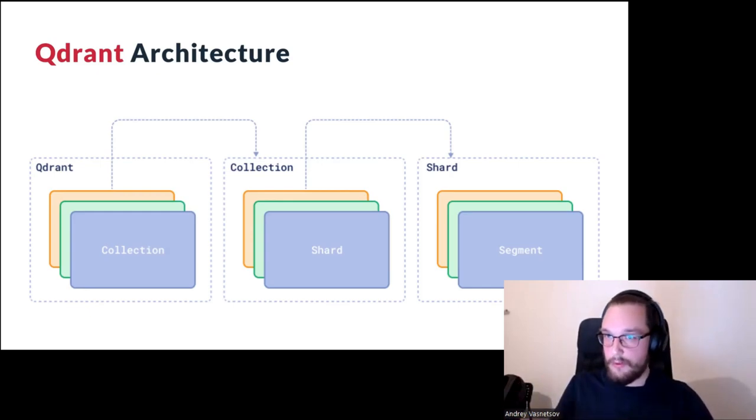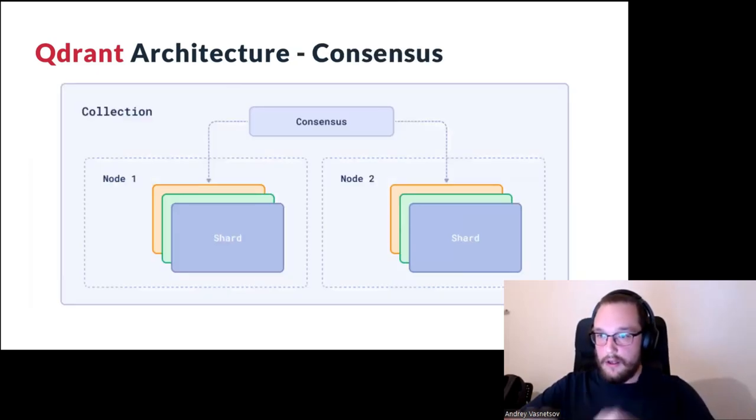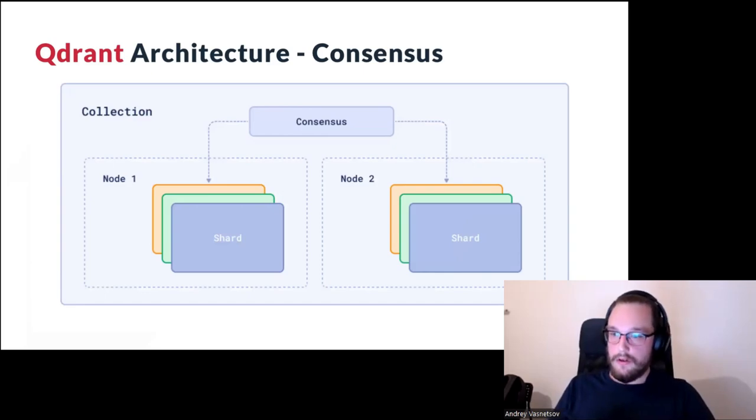And finally, the lowest level of isolation is segment. Segment isolates index and data storage. So each segment is capable of performing all the same operations as a whole collection on its own, but just on a smaller subset of data. Later I'll explain why exactly we need segments and how they work. But before that, a bit more about the top level.